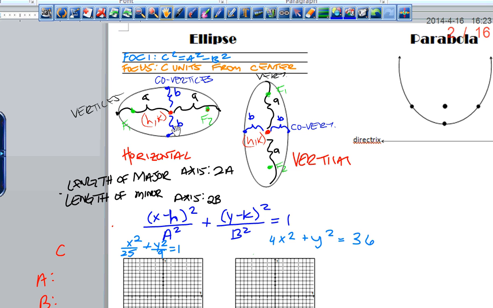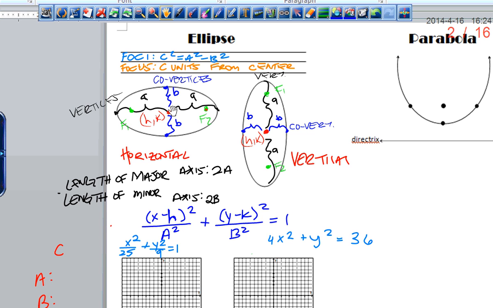And the last thing is c, which is the foci, f1, f2 there. So we have this relationship of a squared minus b squared equaling c squared. And that's where we're going to get the distance from my center to my first focus and vice versa.